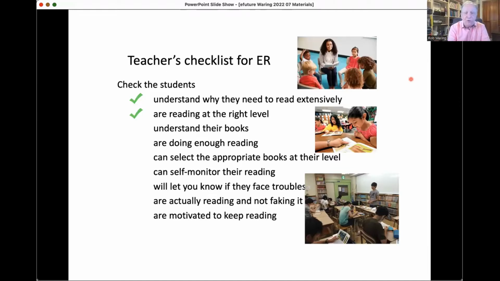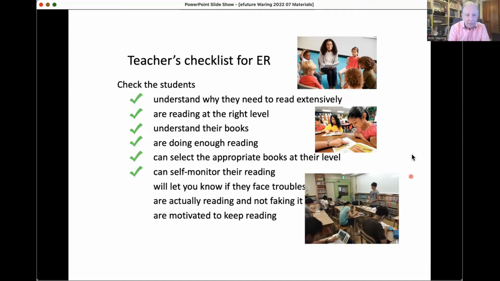So make sure they're reading at the right level. Make sure they understand their books, that they are actually enjoying the books as well. Make sure they're doing enough reading. We're going to talk about how much reading they should do later. And choose the appropriate books at their level, that they can self-monitor. So as they're reading, they're thinking, is this too difficult? Is this too easy? Is this boring? Did I understand? They need to be able to self-monitor, so they know that, okay, I can stop that book, or maybe I need my dictionary, or maybe I need to ask my teacher or something.